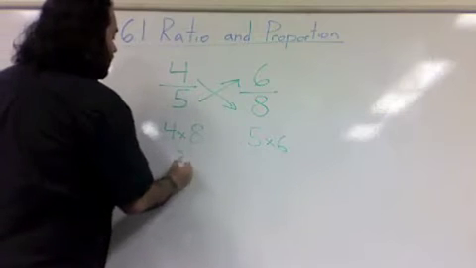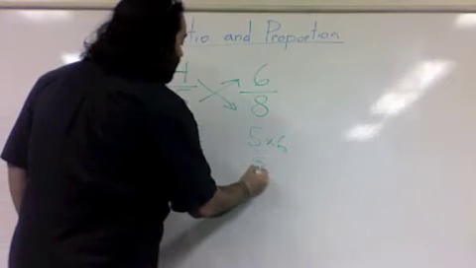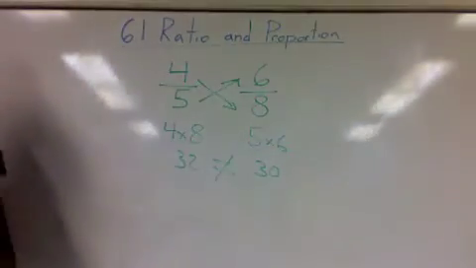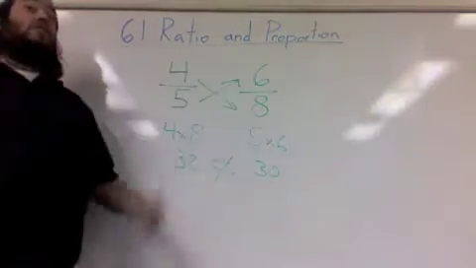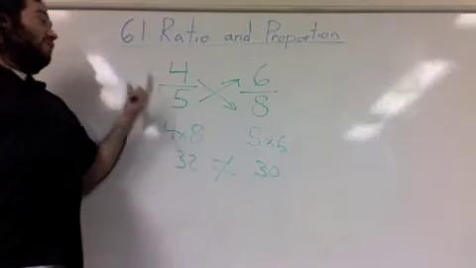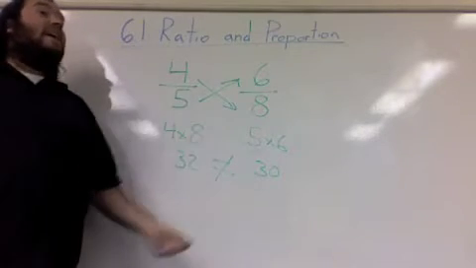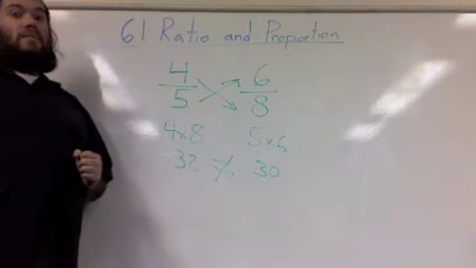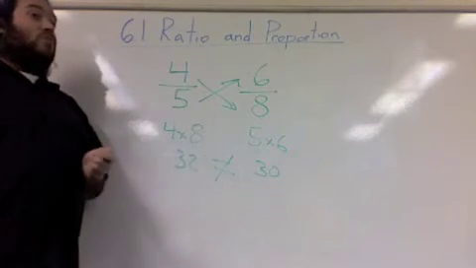4 times 8 is 32. 5 times 6 is 30. Those two are not equal. Not equal. That means this is not actually a proportion. 4/5, 4 to 5, is not equal to 6 to 8. 4/5 is not equal to 6/8. So this is not a proportion.